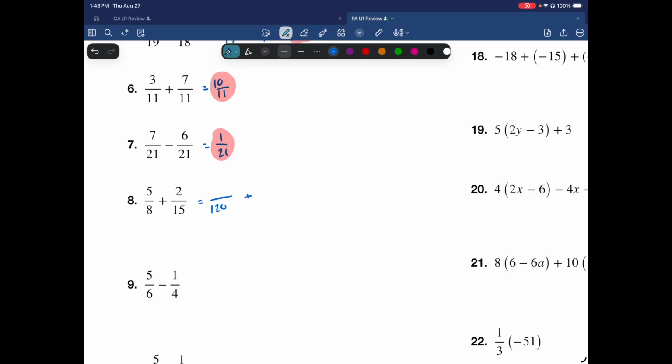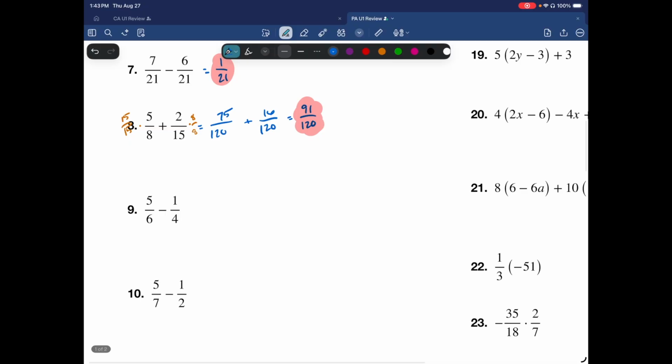And so I got this over 120, this over 120. All right, so this is going to be multiplied by 8 over 8. This is going to be multiplied by 15 over 15. All right, so 15 times 5 is, I think, 75. And then you got 16. Yeah, and so add them up, you get 91 over 120. 90 over 120 will reduce, but 91 over 120 will not. So that's your answer.